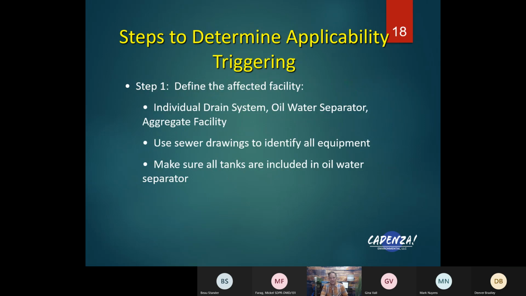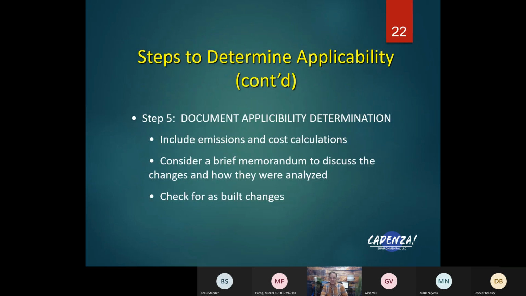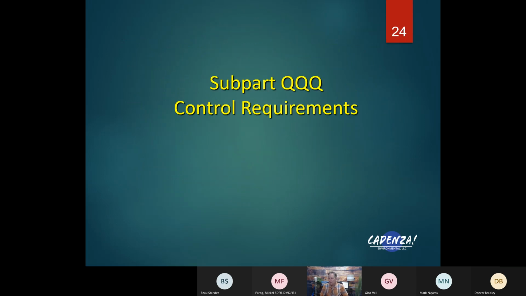So I'm going to skip ahead, knowing I was going to do this, to control requirements, just to give folks an understanding of what it actually means. Once you do trigger QQQ, these are the kinds of things that the rule requires on all these affected facilities.